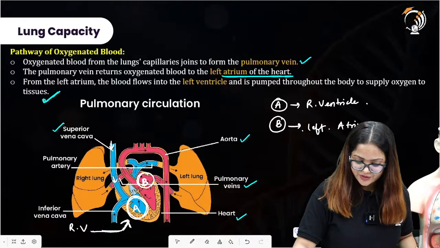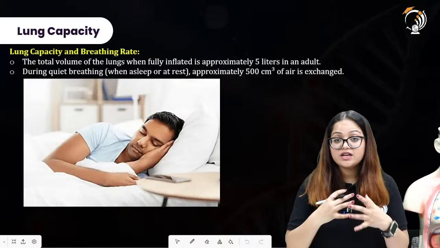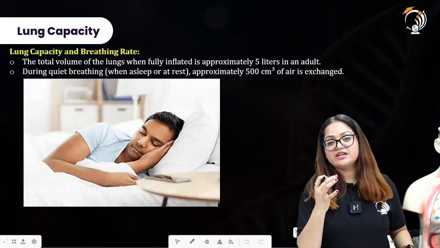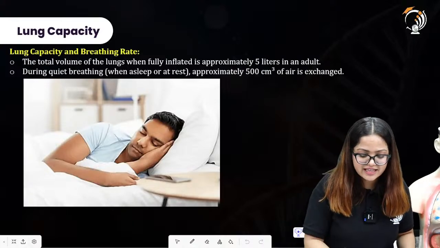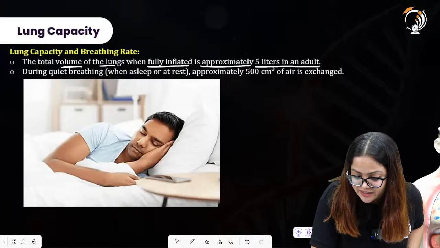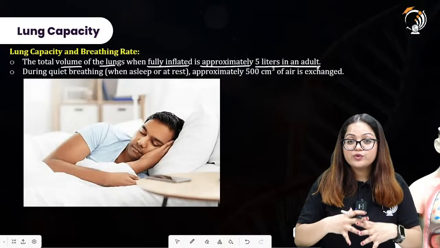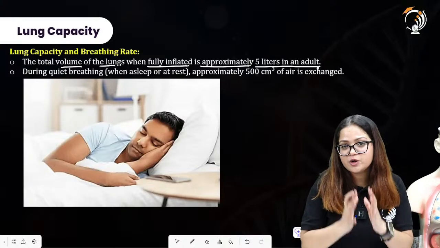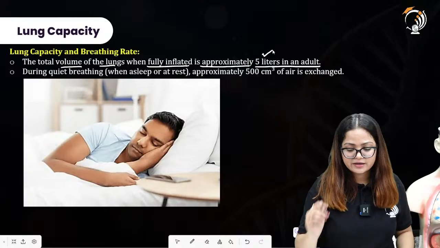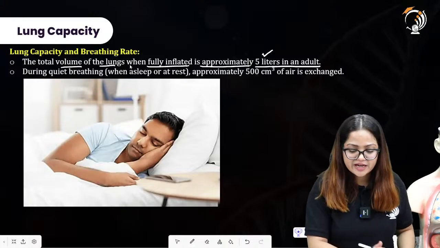Moving further. Lung capacity and breathing rate. Now our lungs have a certain capacity, a maximum capacity and a minimum capacity as well. Let us understand that. The total volume of the lungs when fully inflated is approximately 5 liters in an adult. So the amount of air when our lungs are fully inflated, maximized with the air present in them, is 5 liters.